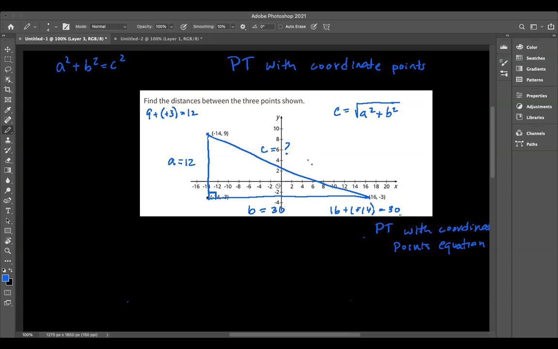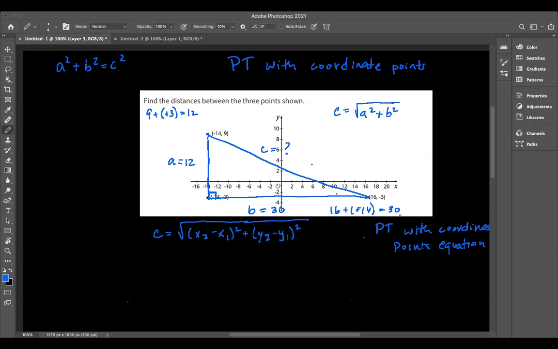So let me give you the equation to do that. It's the same thing as slope, but we have to do one thing. Instead of dividing the values, we're going to add those values together, and then square root. So C would equal the square root of x2 minus x1, squared, plus y2 minus y1, squared. That's how you would find the distance of the hypotenuse.